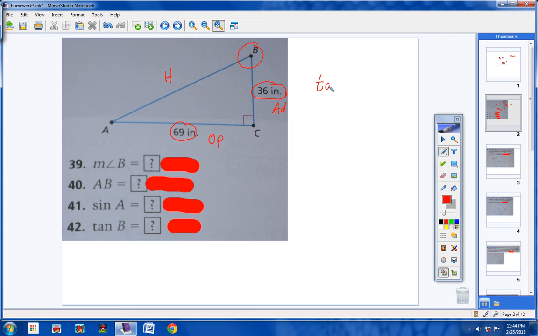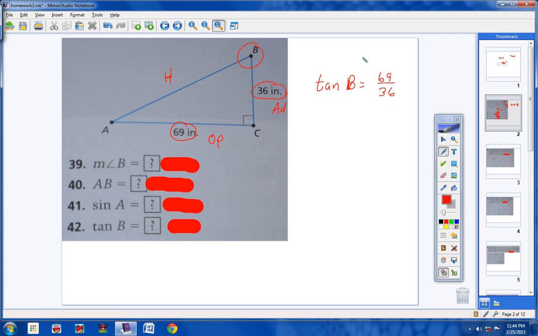So we can say tangent of, now what angle did we circle? B equals, and my pen is messing up, guys, that's why it's hard to write. Hopefully it'll quit doing this. Tangent of angle B equals opposite over adjacent. Remember, TOA. So good, TOA.